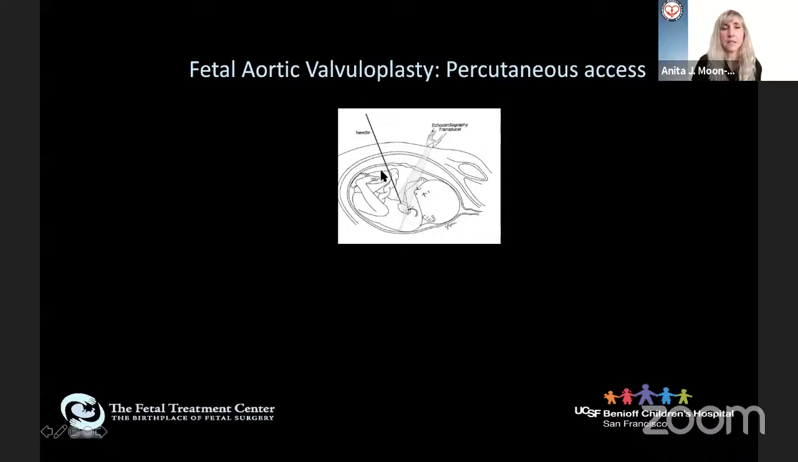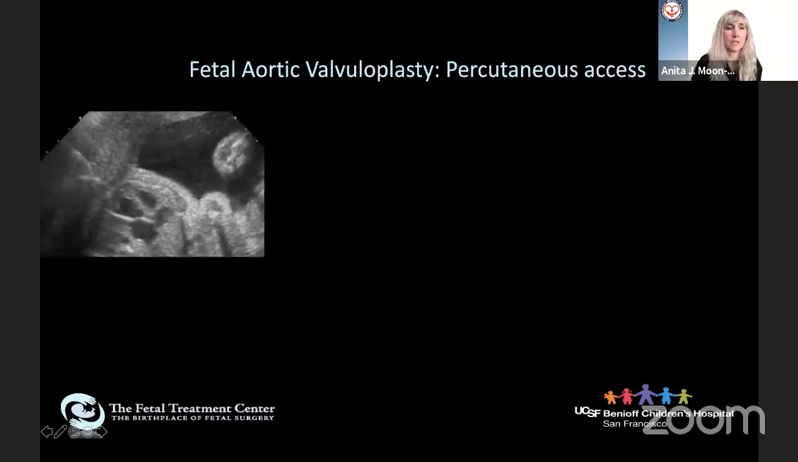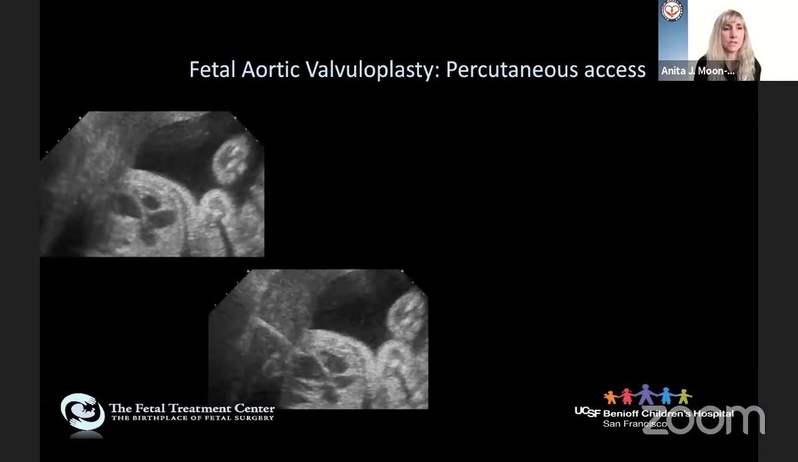Percutaneous access, a needle is introduced through the maternal abdomen in a periventricular approach. And then that same needle is used as a way to introduce the balloon catheter through the needle and across the aortic valve. Here is a picture. This is one of our patients.